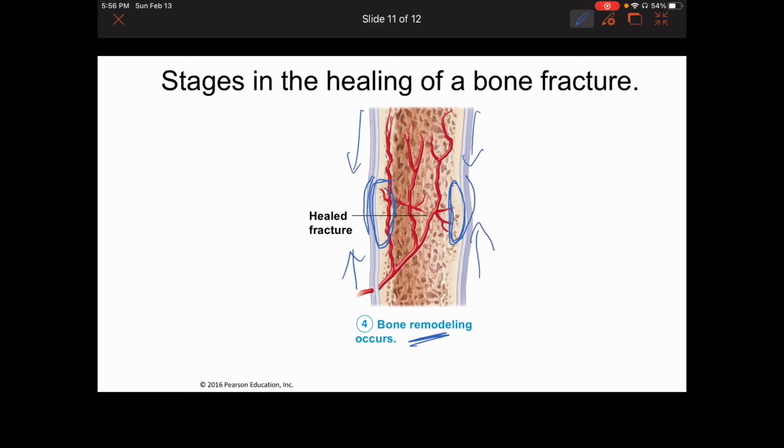I'm sorry, not flat bone. I'm imagining this is like a flat bone break. A vertical compression, right? Nice, thick, heavy outside cortical bone. And yeah, that's really it. That's the stages of healing in the bone fracture.